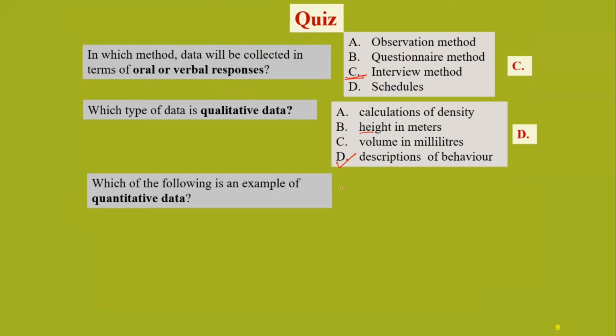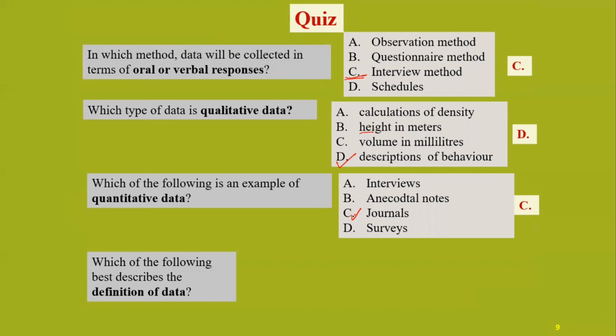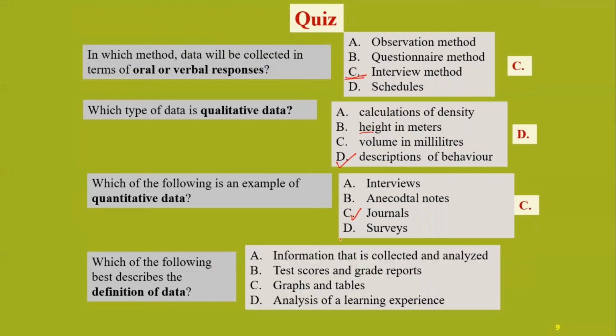Which of the following data is an example of quantitative data? Interviews will not be, anecdotal notes will not be, journals is something which can be counted. How many journals are there? So this is quantitative. Which of the following best describes the definition of data? Okay, so it is analysis of learning experience.